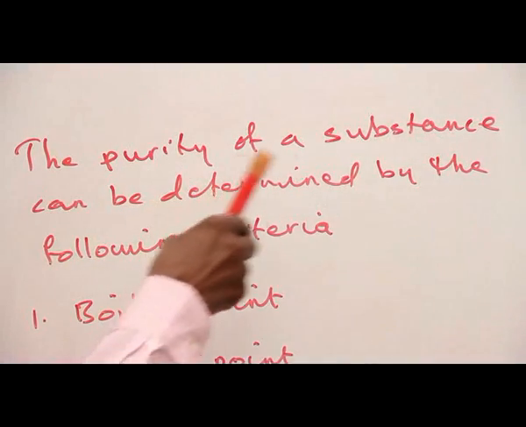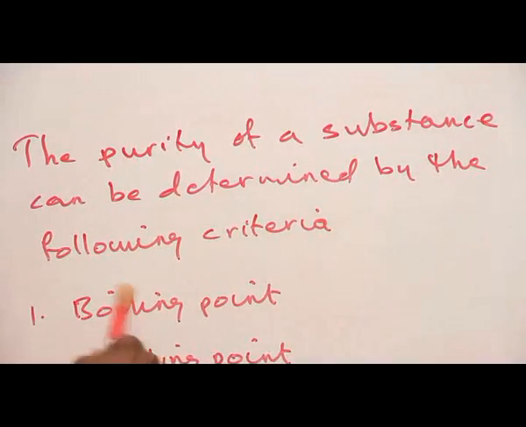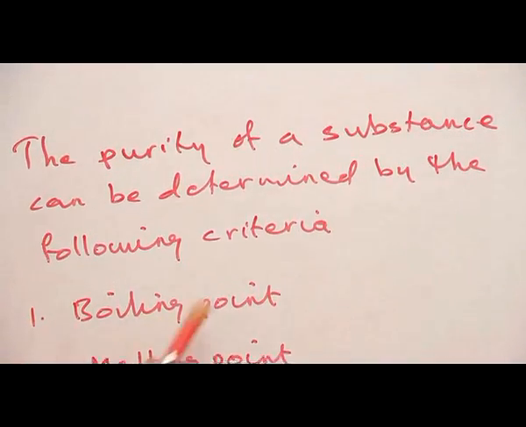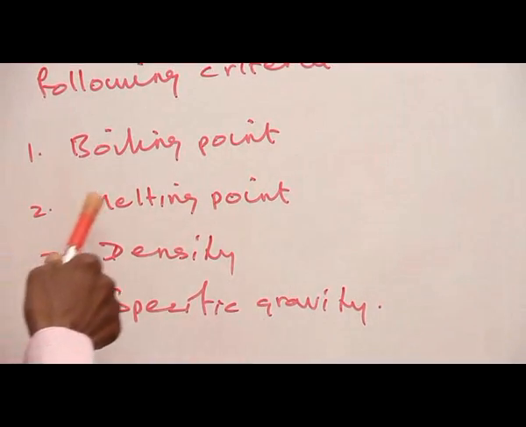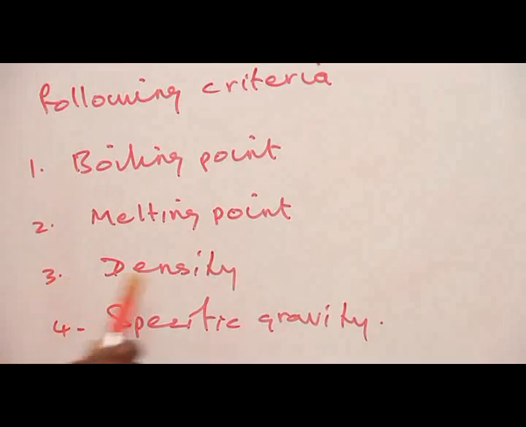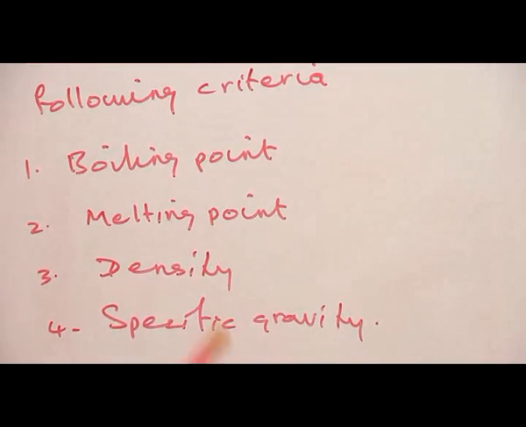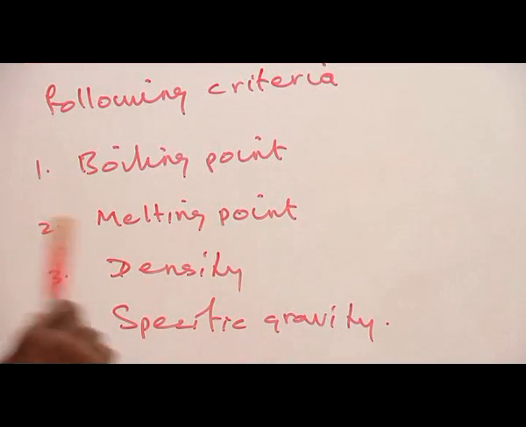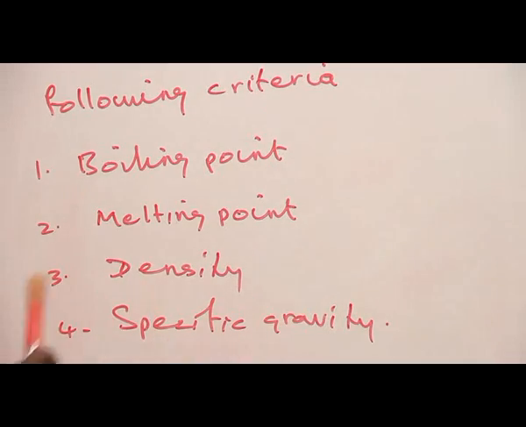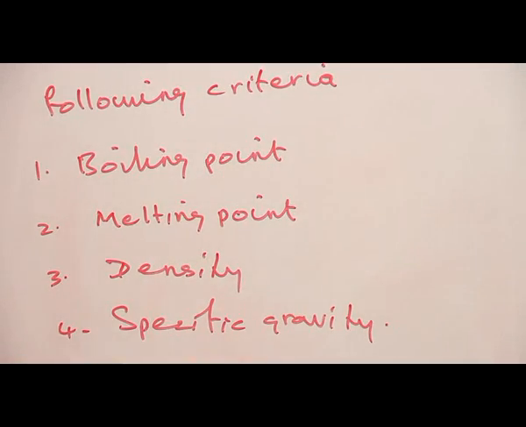The purity of a substance can be determined by the following criteria. 1. Boiling point. 2. Melting point. 3. Density. 4. Specific gravity. A pure substance should have constant boiling point, melting point, density, and specific gravity.